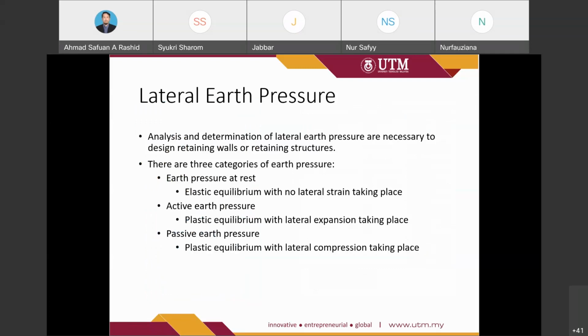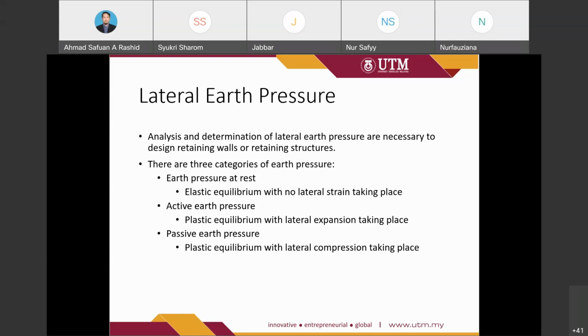So now we look at the theory of lateral earth pressure. Analysis and determination of lateral earth pressure are necessary to design retaining walls or retaining structures. There are three categories of earth pressure. The first one is the earth pressure at rest, which is elastic equilibrium with no lateral strain taking place. In this case, we assume that the wall is stable, so there is no movement, which is defined as no lateral strain taking place.